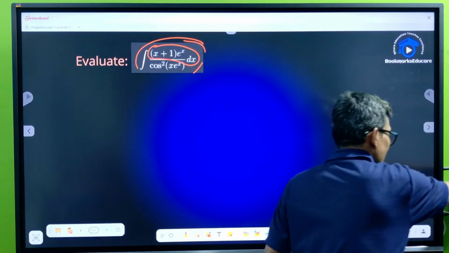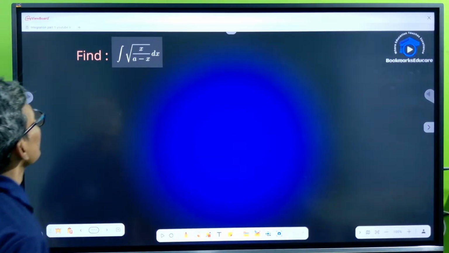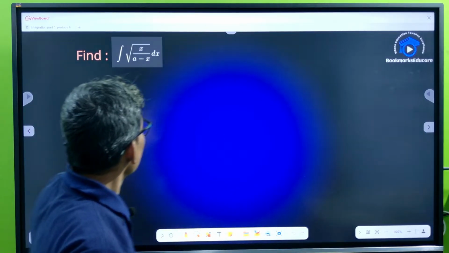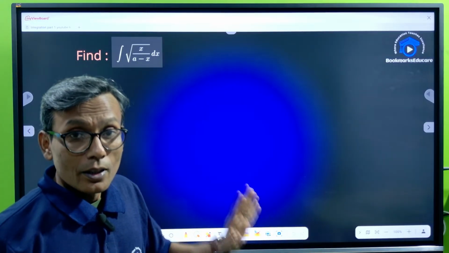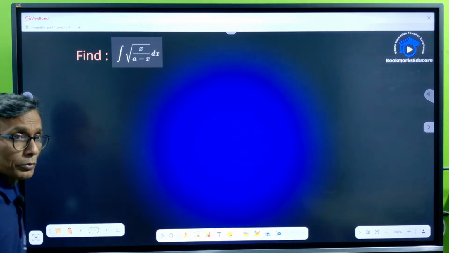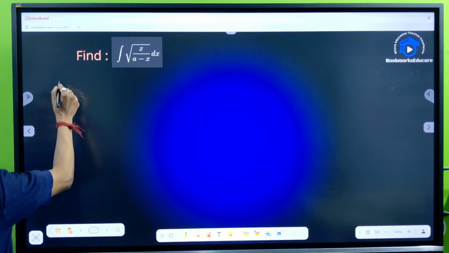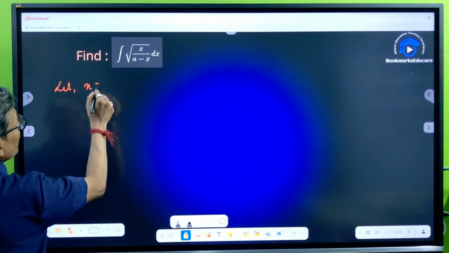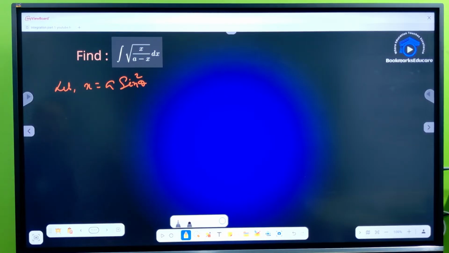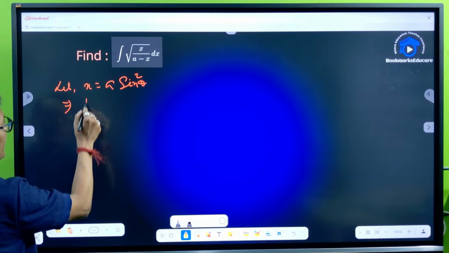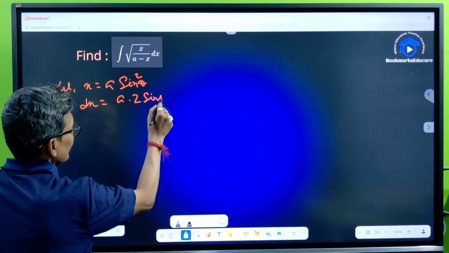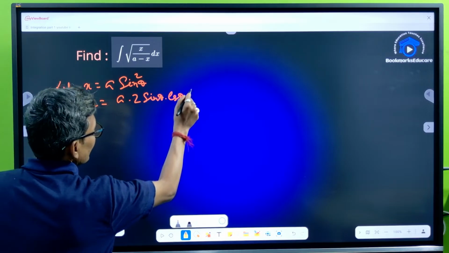Another next sum is, it is also about method of substitution. So we have to assume, let x is equal to a into sine square theta. Okay, so differentiating on both sides with respect to x, dx will become a into 2 sin theta into cos theta into d theta.